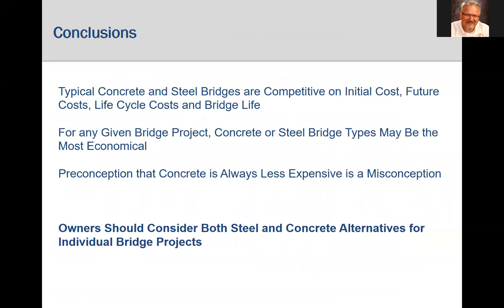So the conclusions of the life cycle cost study are: typical concrete and steel bridges are competitive on initial costs, future costs, life cycle costs, and bridge life. For any given bridge project, concrete or steel bridge types may be the most economical. Again, the preconception that concrete is always less expensive is a misconception, and owners should consider both steel and concrete alternatives for individual bridge projects. Competition between steel and concrete bridges is healthy for the bridge industry, the owner, and the public.